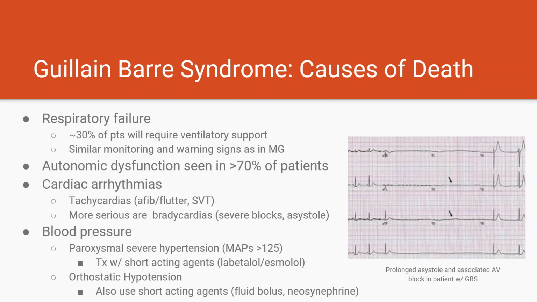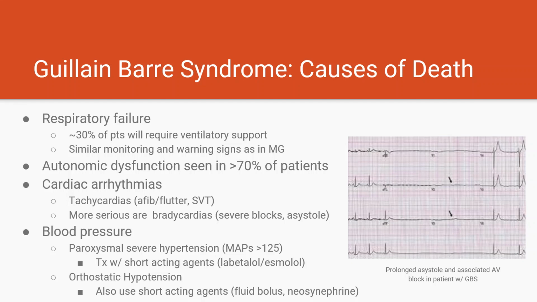But actually, probably more dangerous than the respiratory failure in these patients is the potential autonomic dysfunction that's seen in about 70% of Guillain-Barré patients. So demyelination of the autonomic fibers can cause severe arrhythmias, things like SVT, aflutter. You can see a picture here of a complete heart block and prolonged asystole. And so telemonitoring is really necessary in a patient with Guillain-Barré.